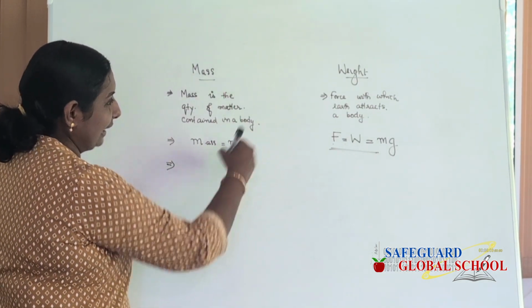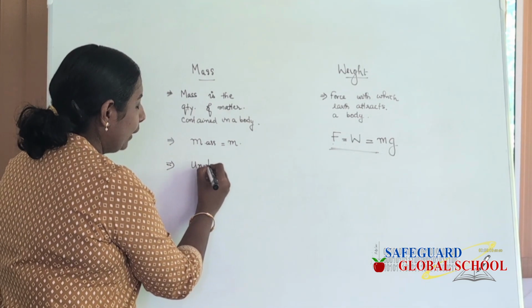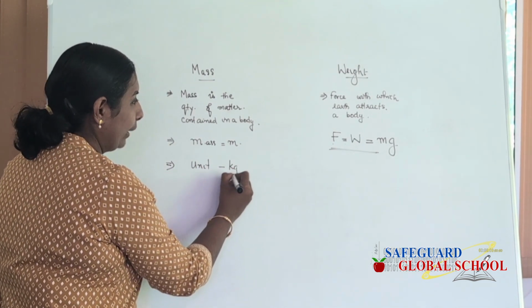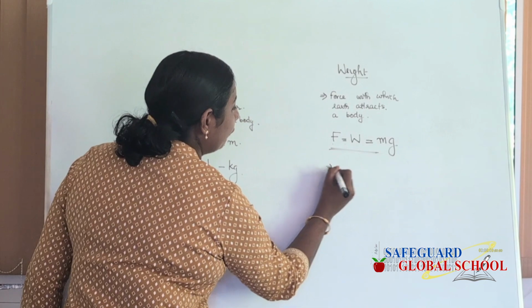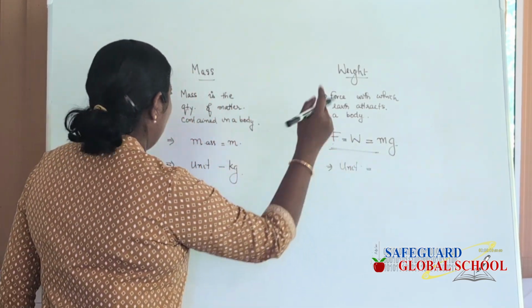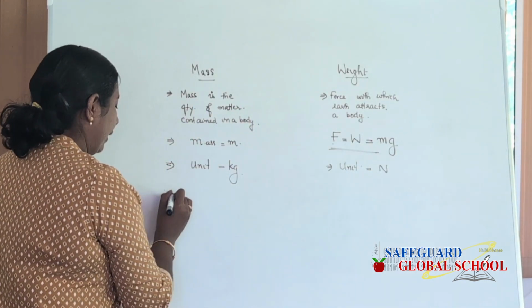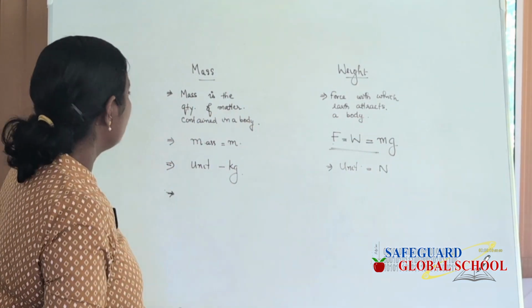So now we will deal with the unit. We are actually writing the difference. So what is the unit of mass? The standard unit of mass is kilogram. But what is the unit of weight, children? Weight is force, so the unit is Newton.